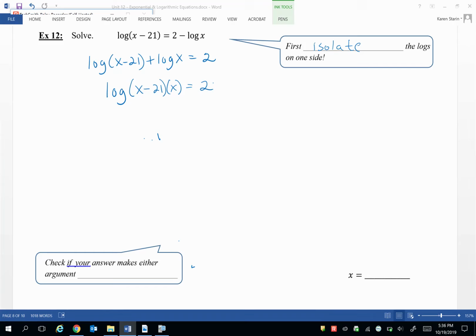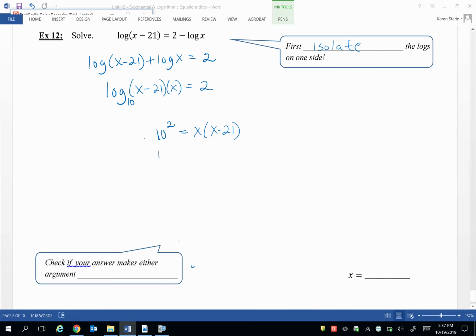Now remember, what is log without a base number? That's log base 10. So now we're back to where we were maybe last unit or maybe 2 units ago, to where we have a single log statement equal to a number. So we can just use what this means. We can say 10 squared, because remember 2 is the exponent. So we're going to have 10 squared equals this argument. So we have x times x minus 21.